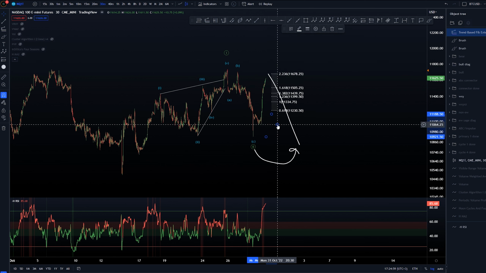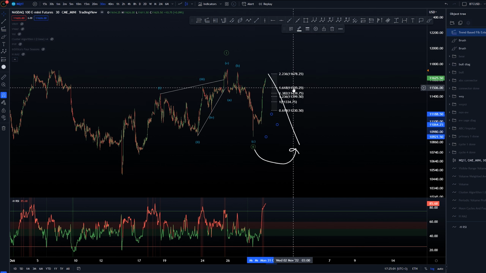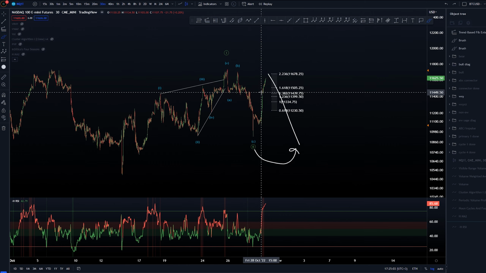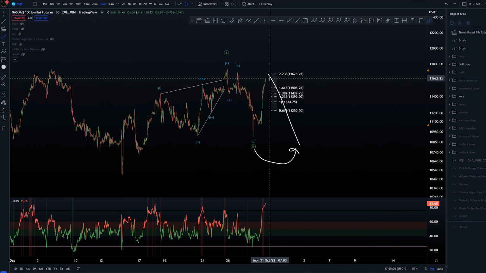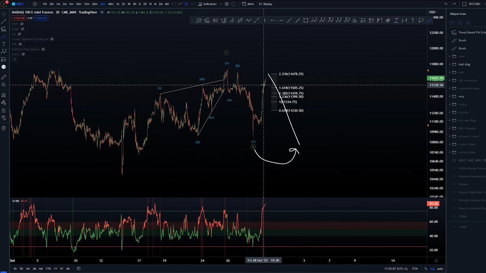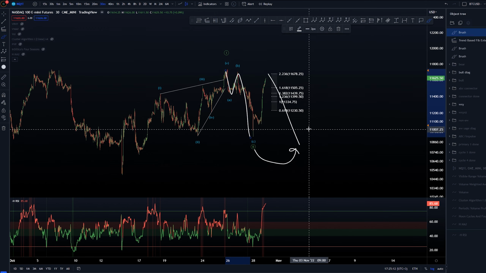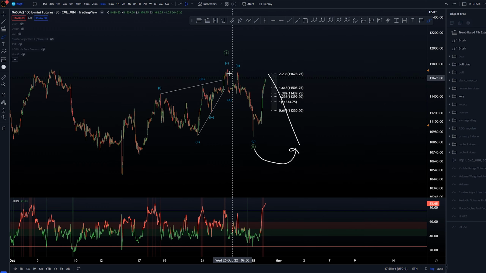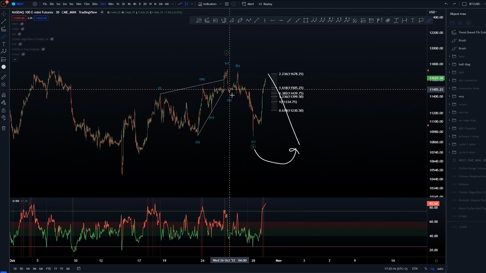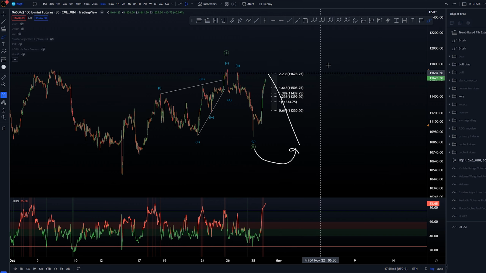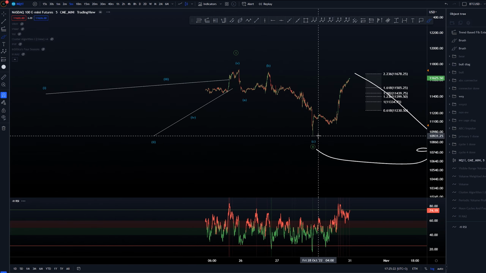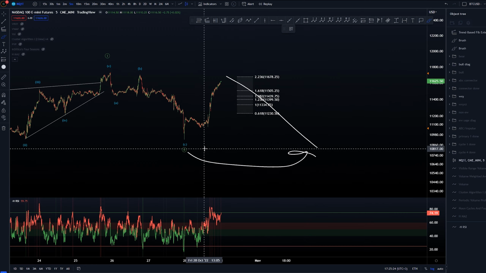Again, the probability is there, since we took out the 1.618 here as an extension, that it is more likely to be a 5-wave structure rather than a 3-wave. However, again, just a reminder about that as well: definitely keep in mind that these are not always happening. Now, on a smaller time frame, let's check out the 5 minutes while we are at it.